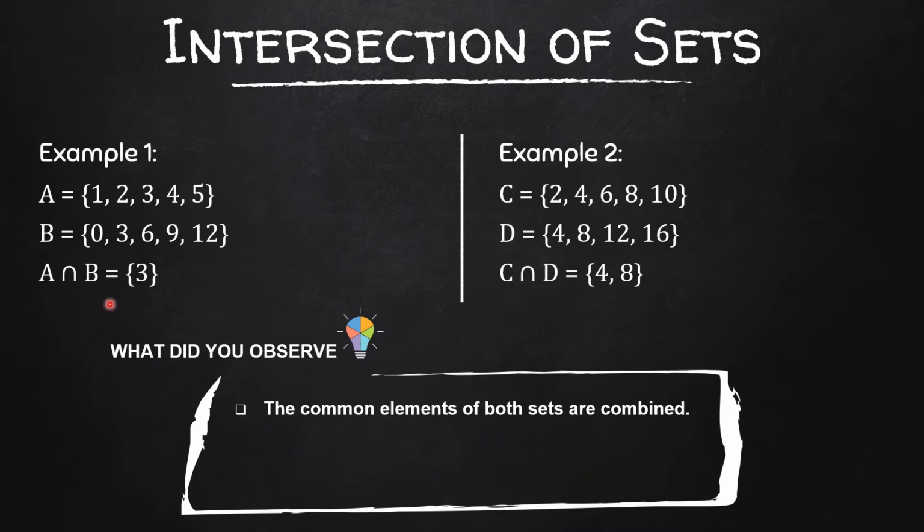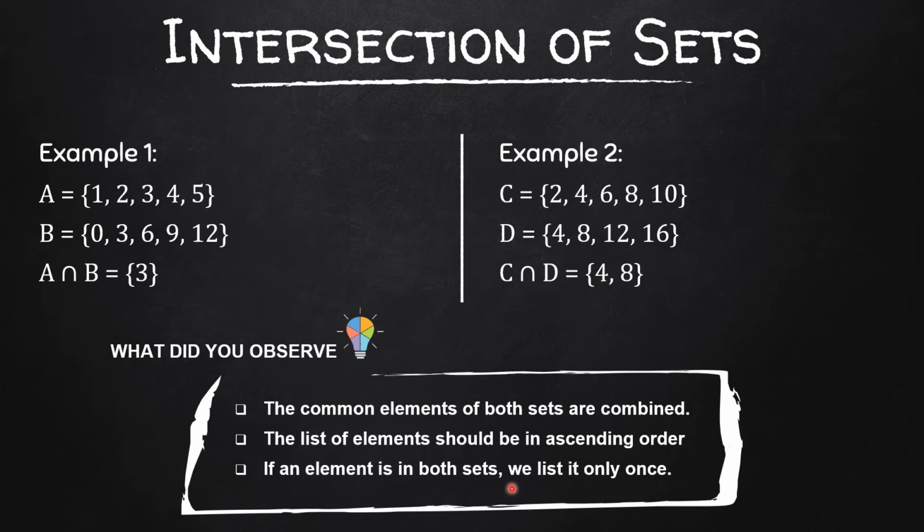As you can see here in example number 1, the common element of sets A and B is 3. So our A intersection B is 3. In example number 2, they only have 4 and 8 as their common elements. So C intersection D is 4 and 8. In terms of arrangement, it is still in ascending order. And whether both sets have the same elements, we list it only once.